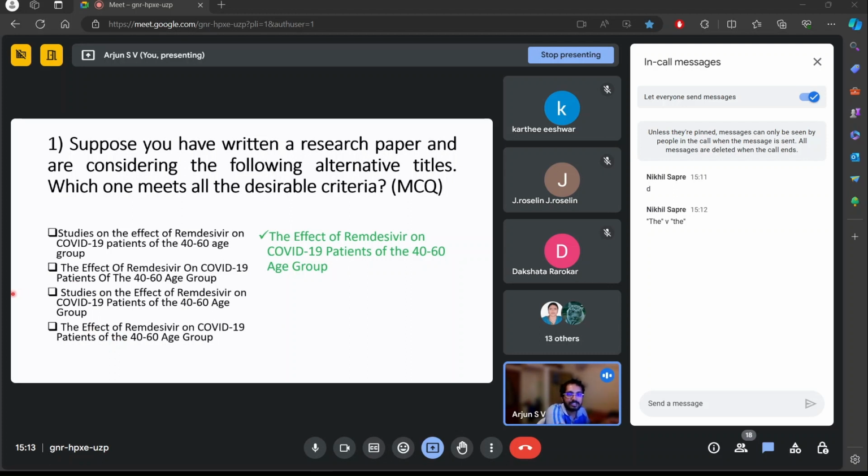Nikhil, D versus D, I don't get it. Oh yeah, I had typed it some time back. Yeah, so the reason that the D should be small, that is how I look at it. Unless your sentence starts with an article, you can have capital D. Otherwise, it should be small.